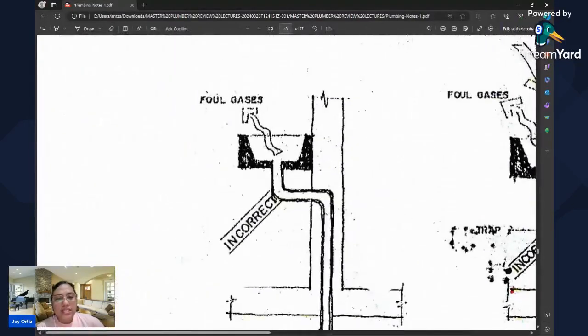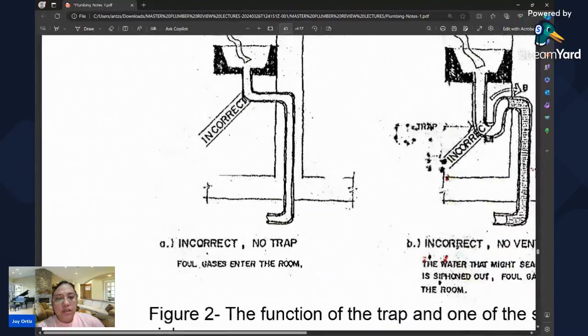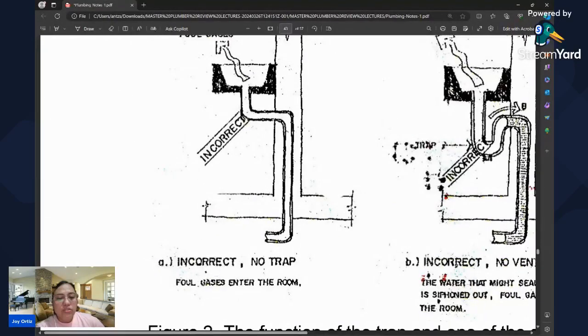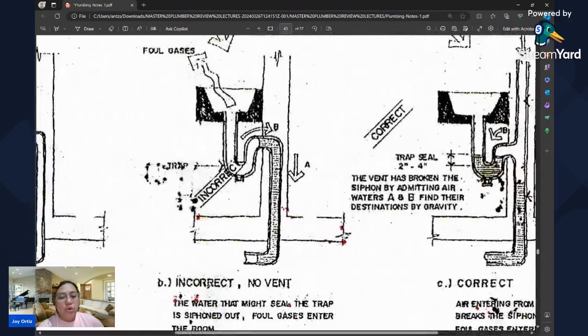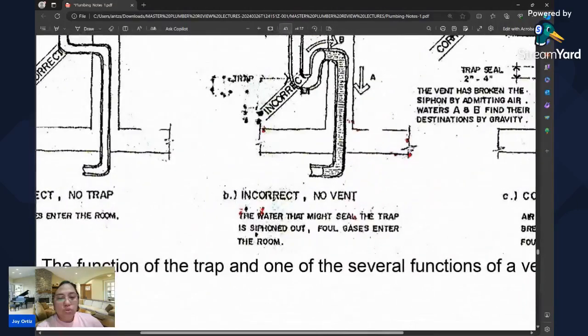Okay, let's discuss first the incorrect one. If there's no trap, foul gases enter the room. So, if there's a foul smell in your room, parang mabaho yung surrounding ninyo at alam niyo galing yun sa CR, it means there's no trap. So, that's incorrect because yung foul gases lumalabas po.